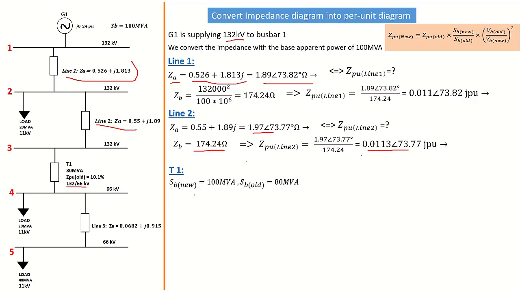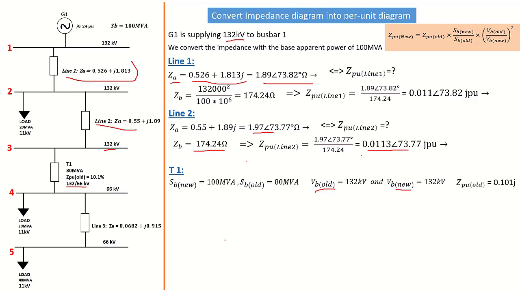So moving on, we got ZB new is 100 MVA and ZB old is 80 MVA. And the base voltage old is 132 kV and the base voltage new is 132 kV. So it doesn't change between old and new, because we can see that this transformer's primary is 132 and the incoming line here is also 132 kV. So both old and new are exactly the same value.